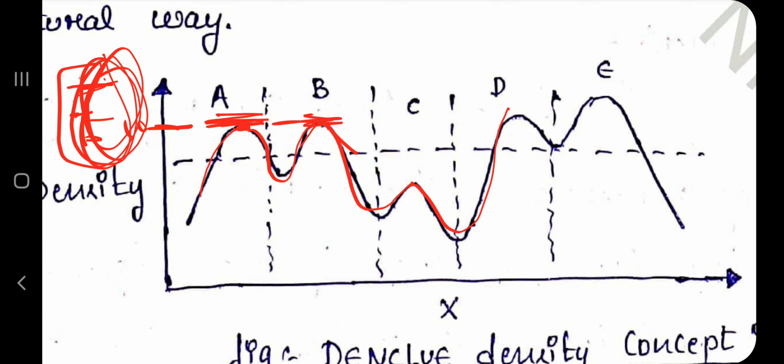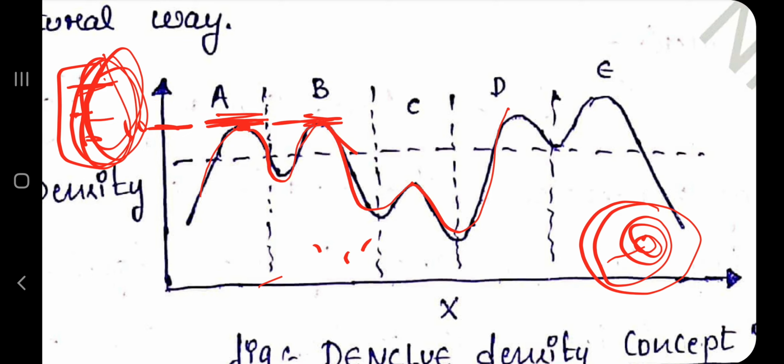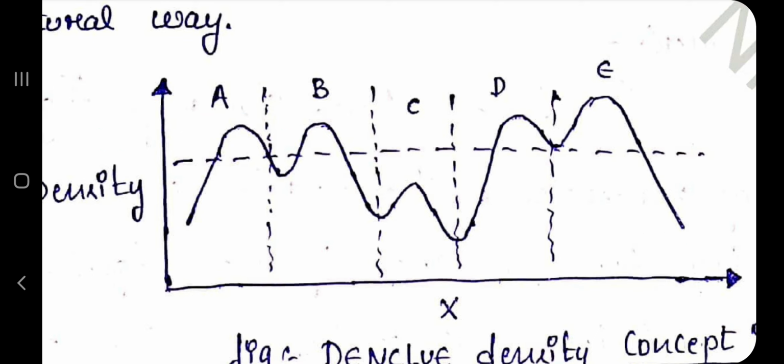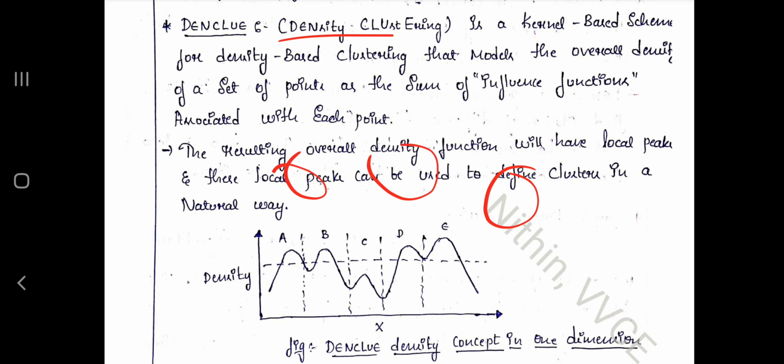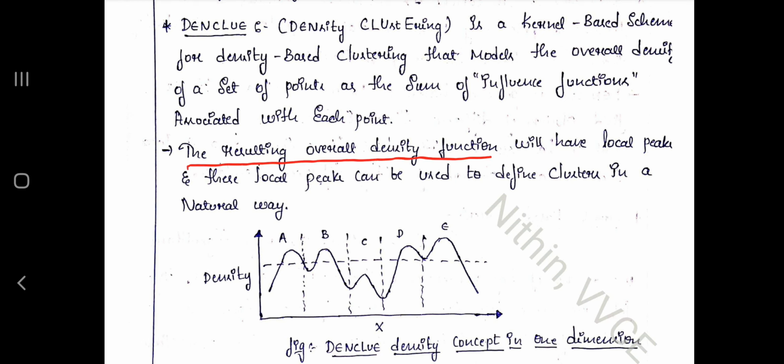So the more dense value you have, the more the similarity will be between the points. The more dense something is, the more similar those things are, and that will form one cluster. So in this way you are trying to find out the clusters. That is DENCLUE, density clustering. Based on the density you are clustering. So here also the same thing. The resulting overall density function will have local peaks. These local peaks can be used to define clusters in a natural way.